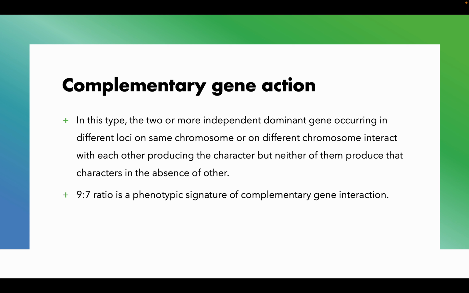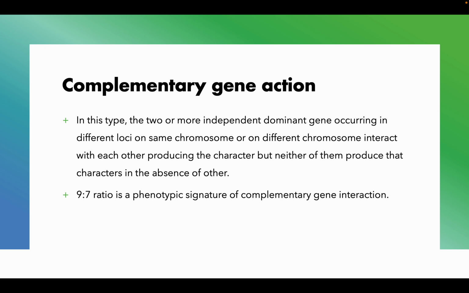Suppose there are two genes controlling the character height, so only when both of them are present, either in homozygous or heterozygous condition, like homozygous dominant or heterozygous dominant, then you will see the phenotype. When either of them is not present, you will not see that phenotype. This is called complementary, which means both of them are required to produce a particular phenotype.